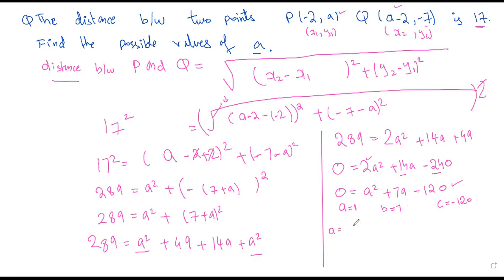So A equals minus B, that is minus 7 plus minus under root B square, that is 49, minus 4, A is 1 into C, that is minus 120 divided by 2 into 1. And finally, I will get A equals 8 and A equals minus 15. So what was the question? The question was to find the possible values of A. So these are the two possible values of A. A could either be 8 or A would be minus 15. So did you understand this question completely? Yeah, I did. Okay, perfect.